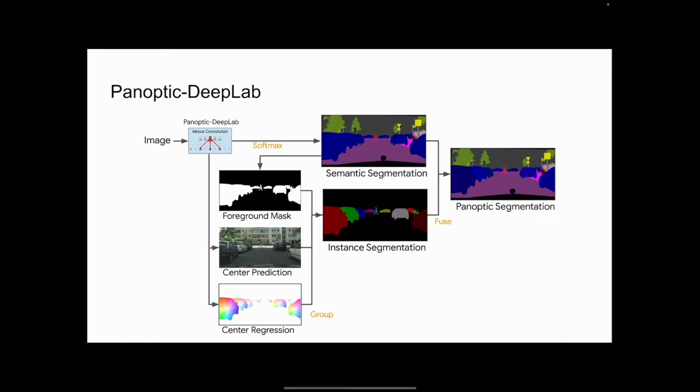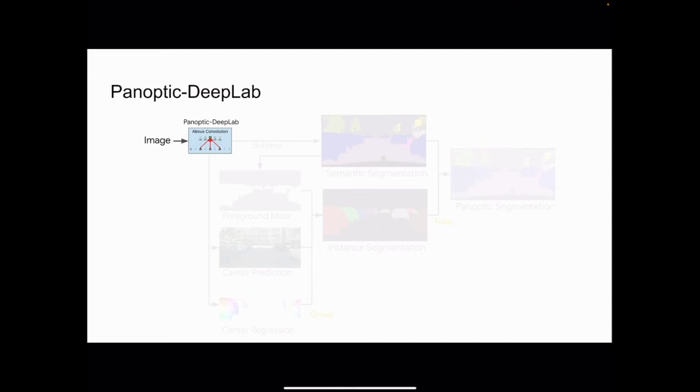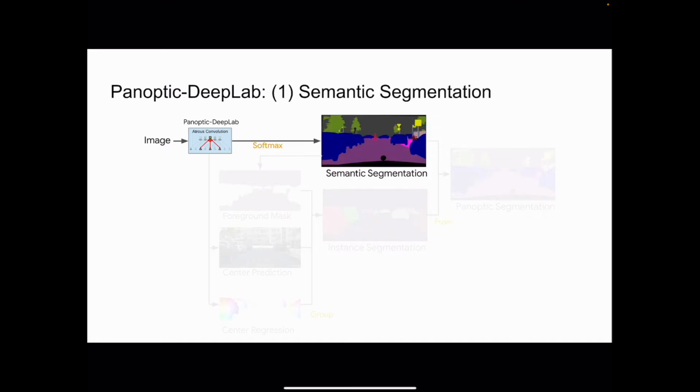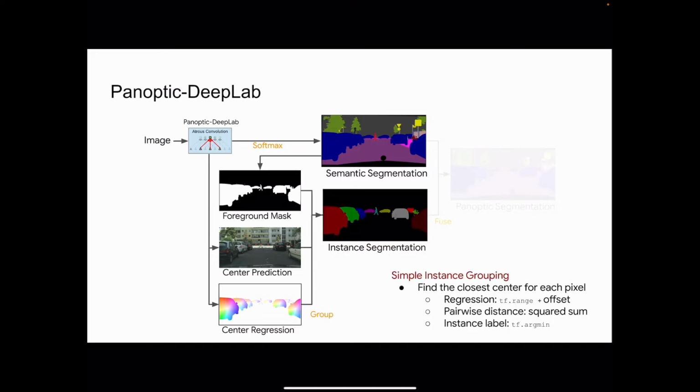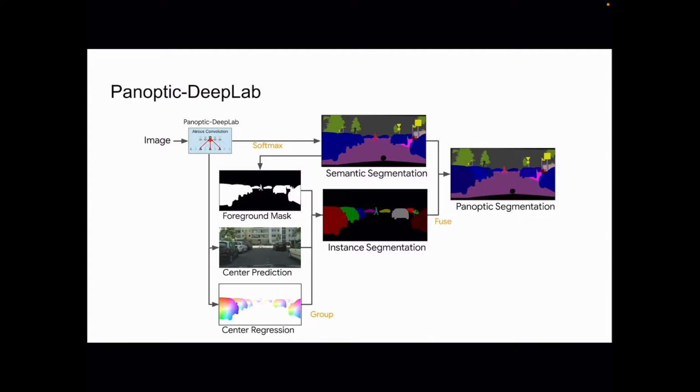Here is the overview of Panoptic-DeepLab. We extract dense feature maps with atrous convolution, similar to previous DeepLab model series. Panoptic-DeepLab generates 3 outputs: semantic segmentation, instance center prediction, and instance center regression. The class-agnostic instance segmentation is obtained by grouping predicted foreground pixels to their closest predicted instance centers. We then fuse semantic and instance segmentation by the proposed majority vote to generate the final panoptic segmentation.